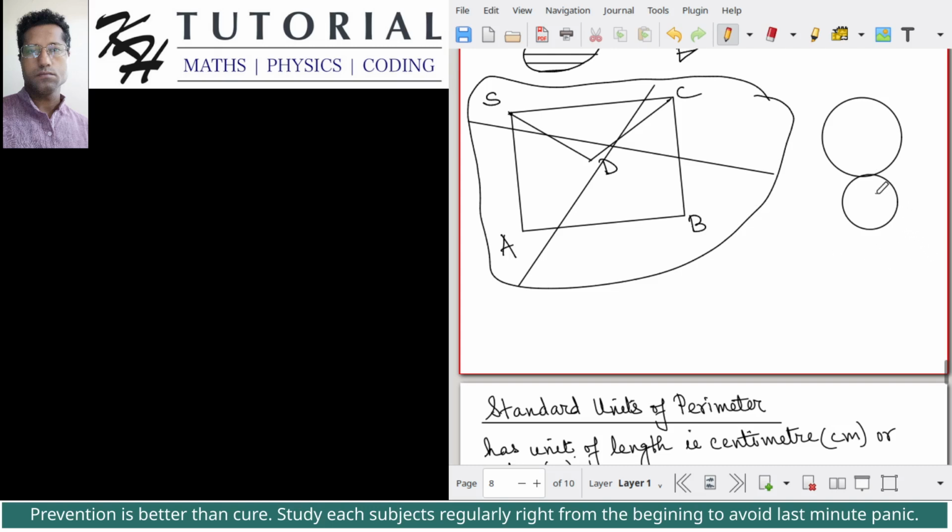How did I draw this figure? Let's say I started at this point S, and then I draw the curve SC. Okay, let's not take this example.